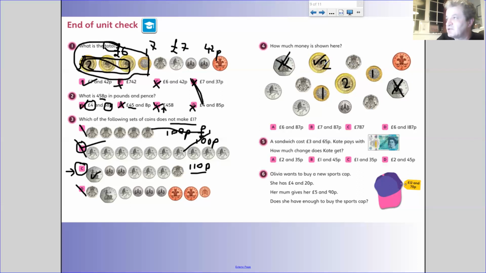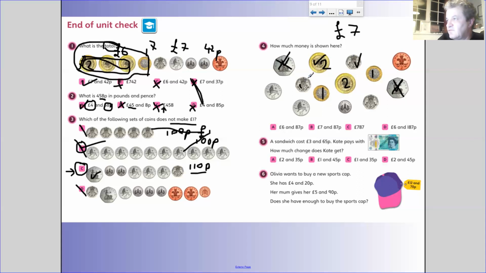Now I've got 2, 4, 5, 6, 7 whole pounds. I've got 7 whole pounds. Okay, I'm just going to put 7 pounds up here. Scan my coins. And I'm going to just do it in pence now. So I've grouped all my pounds. I'm starting pence. So I'm going to start with the next highest value coin, which is 20p.